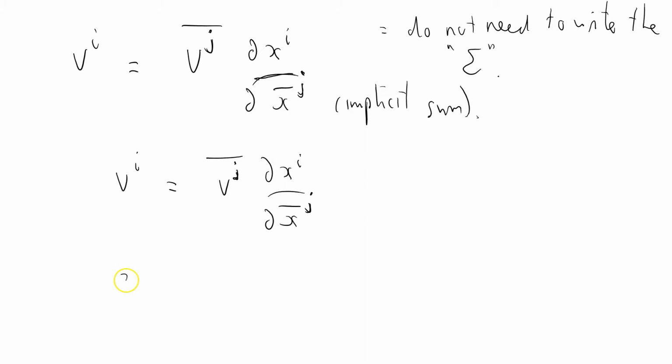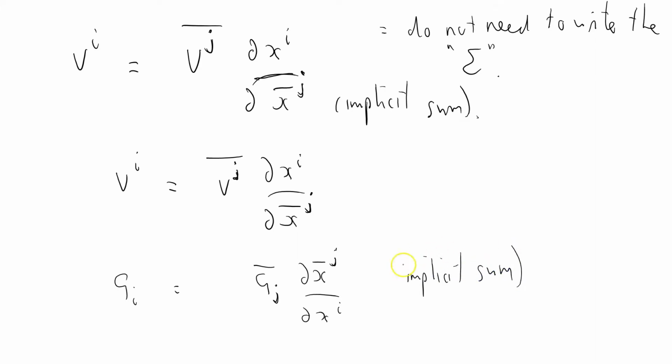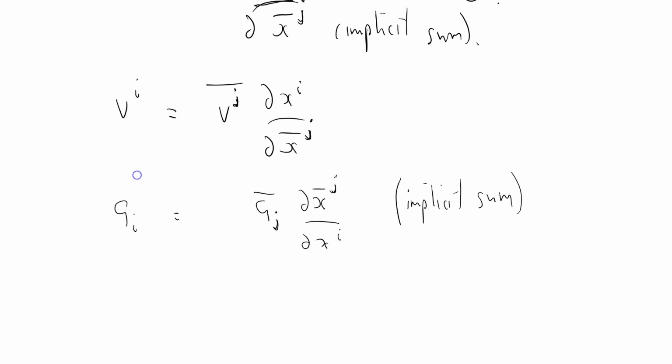Let's have a look at the gradient transformations for G_i, which equals sigma over j of Ḡ_j ∂x̄^j/∂x^i. Again, we've got a j and another j, so I can notationally just get rid of the sum, and that's again an implicit sum. I'll give you lots of examples of this as we go by. Let me show you how I think about these and how I write them out.